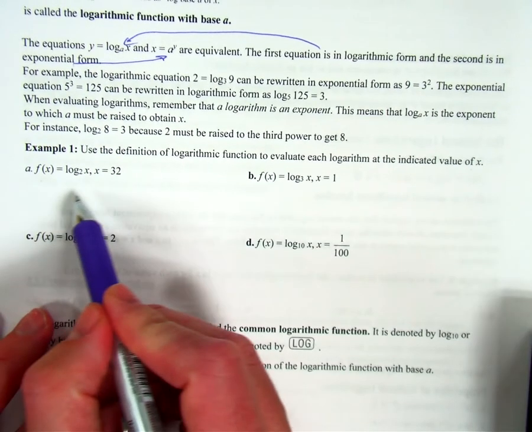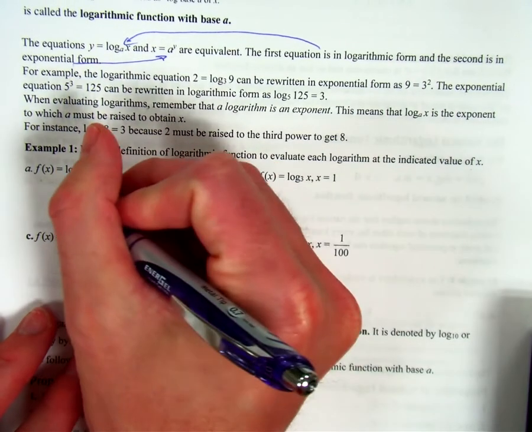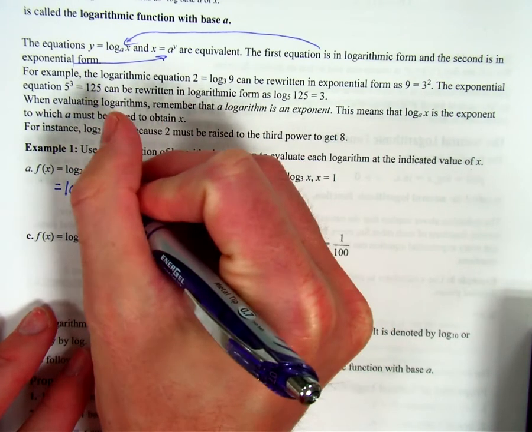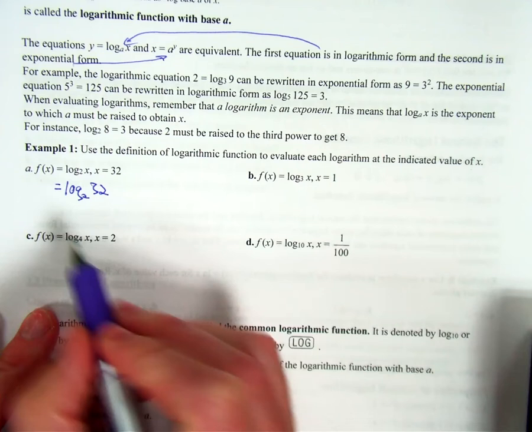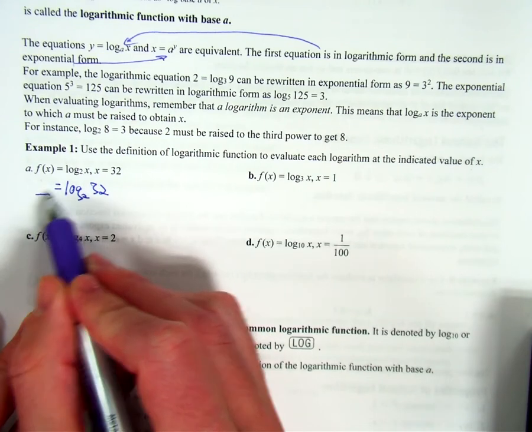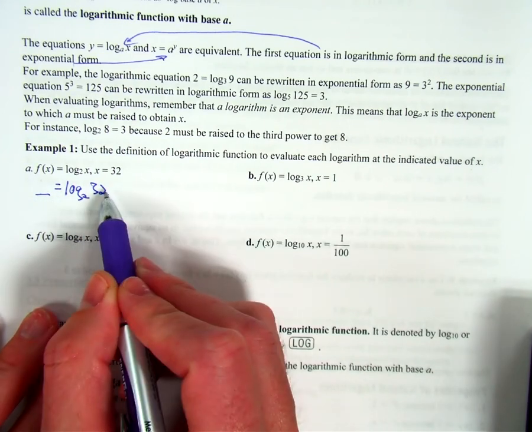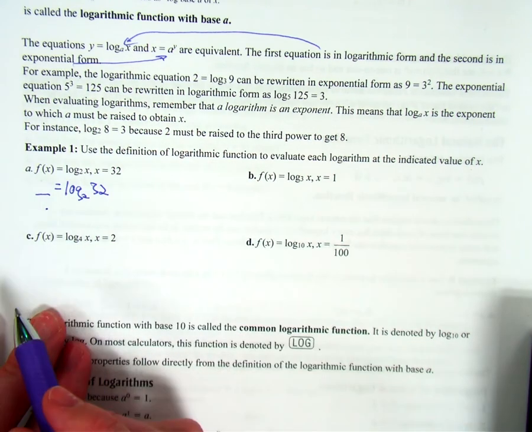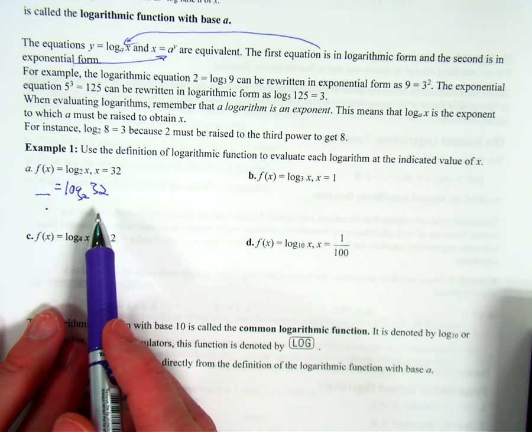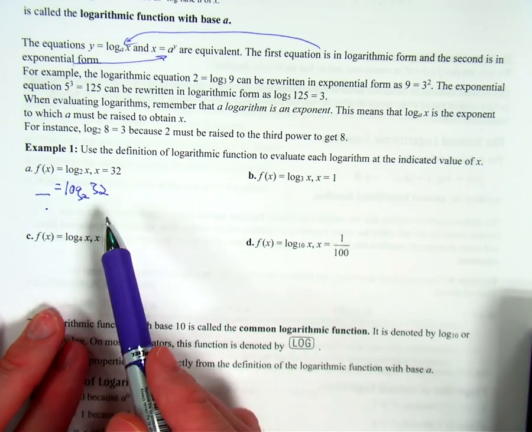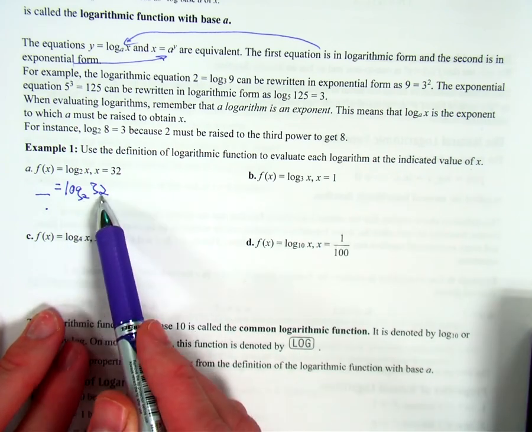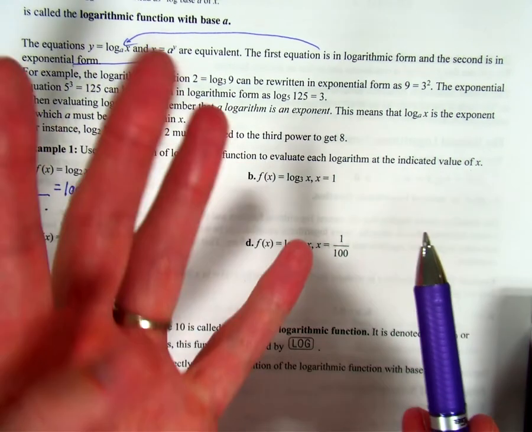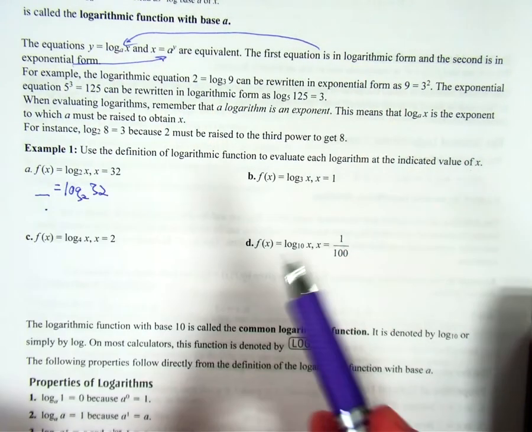Okay. So we're looking for log base 2 of 32. What power of 2 would give me 32? For these nice ones, you just need to think about it. What's the power of 2 that's going to give me 32? 2, 4, 8, 16, 32. It's the fifth power of 2.